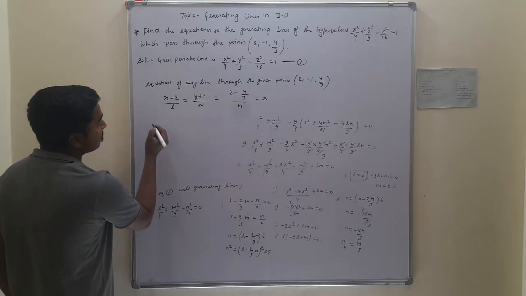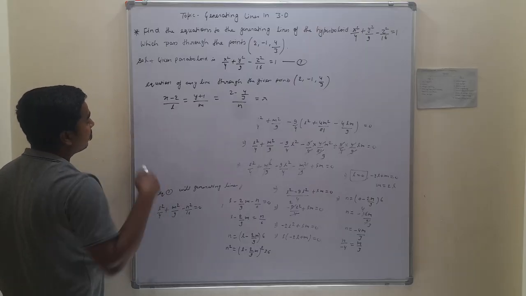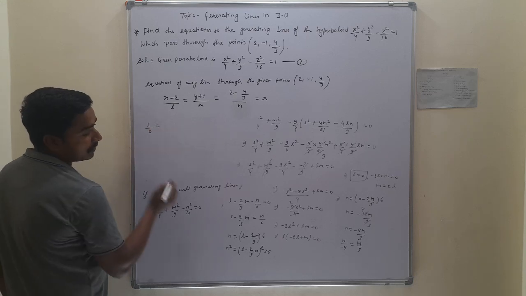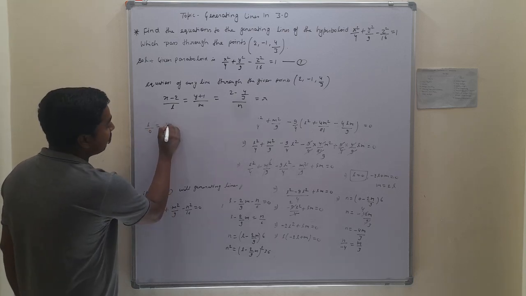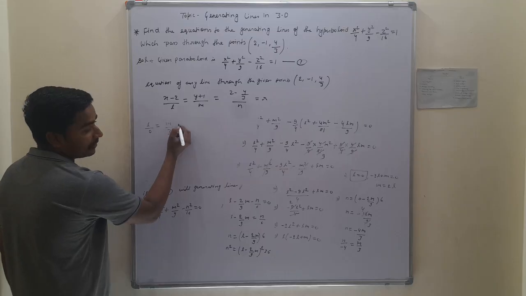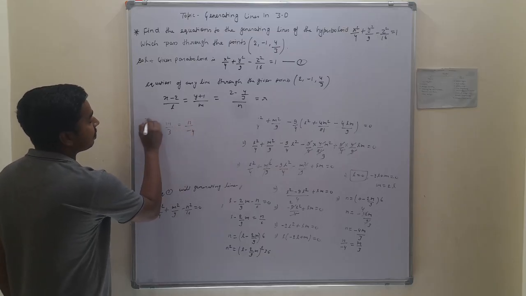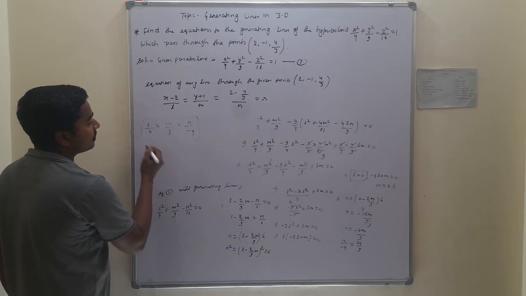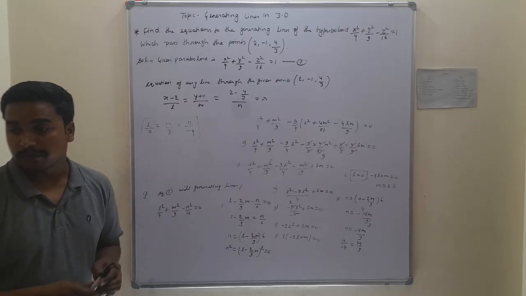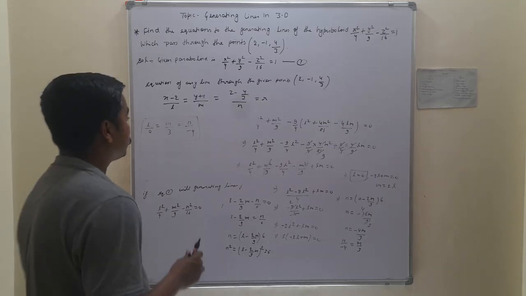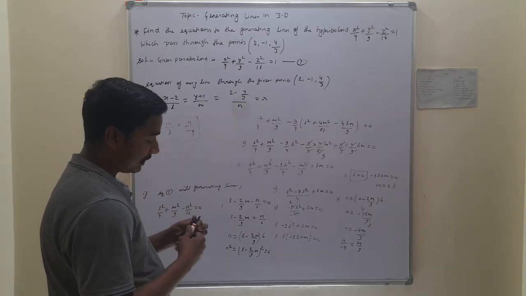This is L is equal to 0, so we write L by 0 is equal to M by 3, and M by 3 is equal to N by minus 4. This is the first equation, and further we have to solve once again.